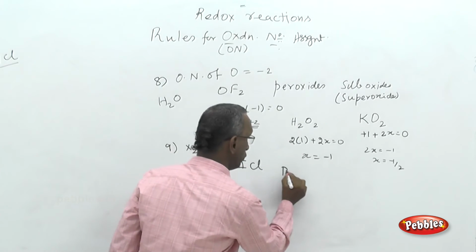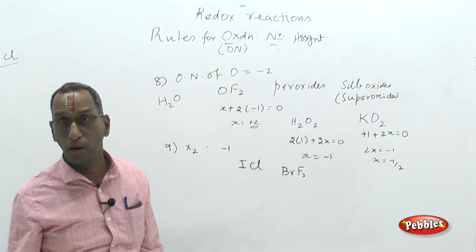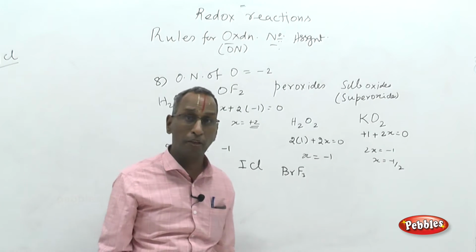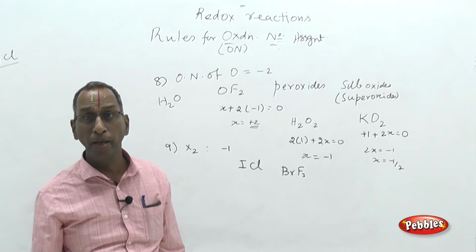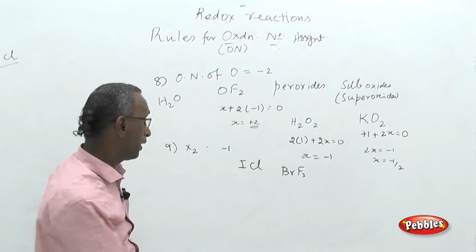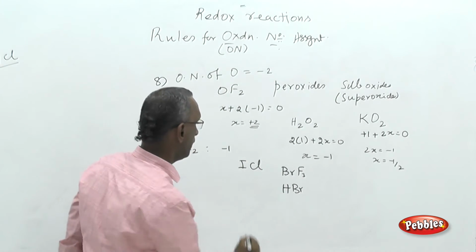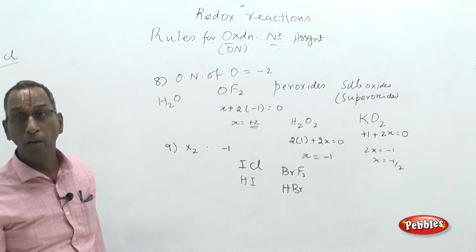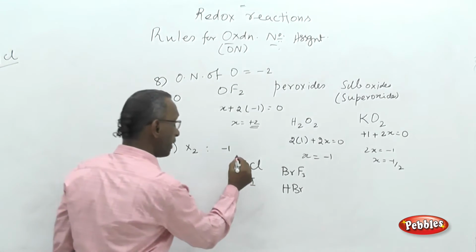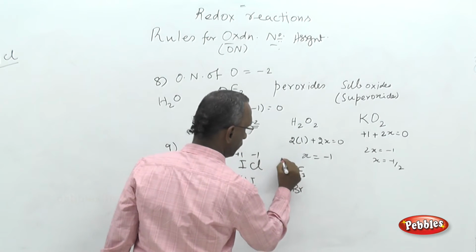Another compound, BrF3, is also an interhalogen compound. Br, bromine, is also a halogen, and fluorine is also a halogen. It is called bromine trifluoride. HBr is called hydrogen bromide. HI is called hydrogen iodide. ICl is called iodine monochloride. So both are halogens; one has plus 1 and the other has minus 1.